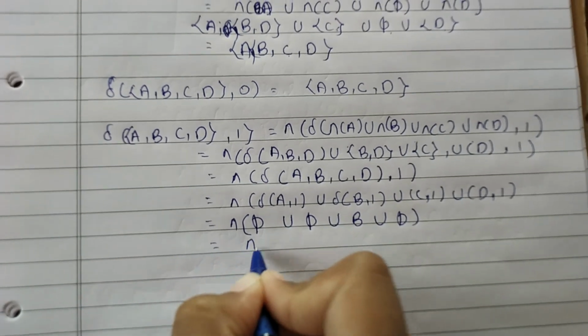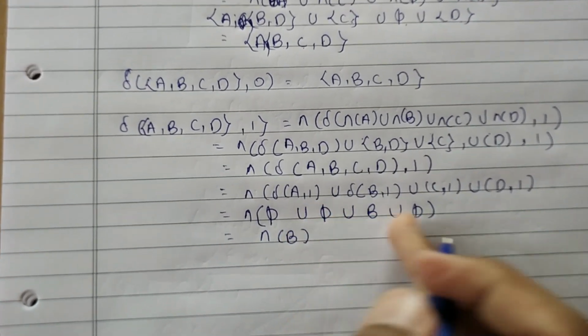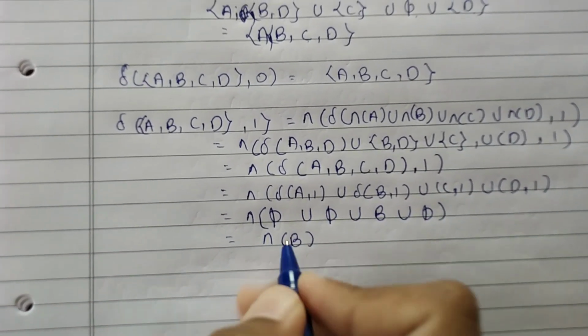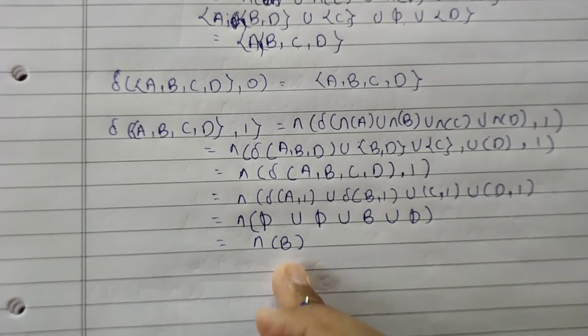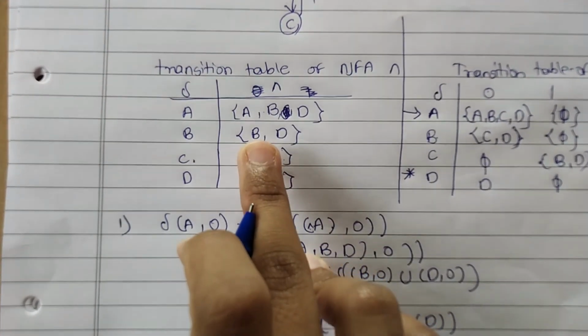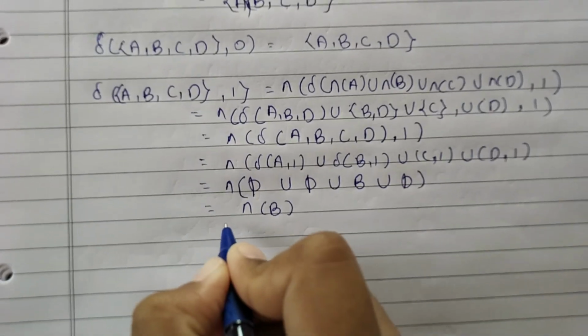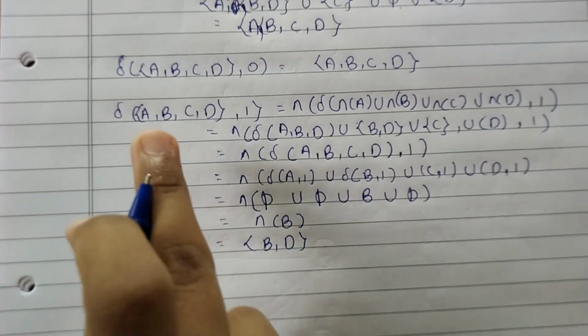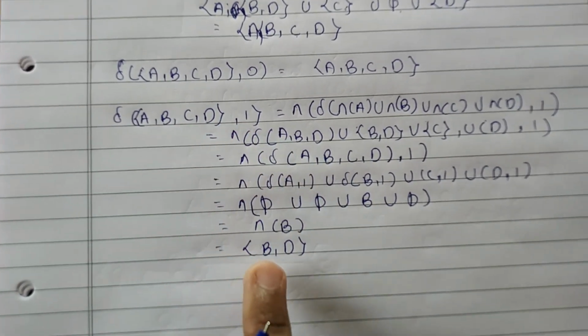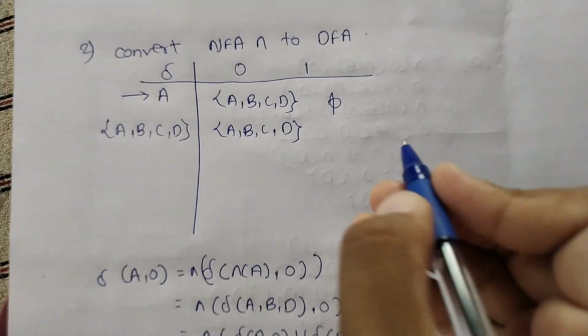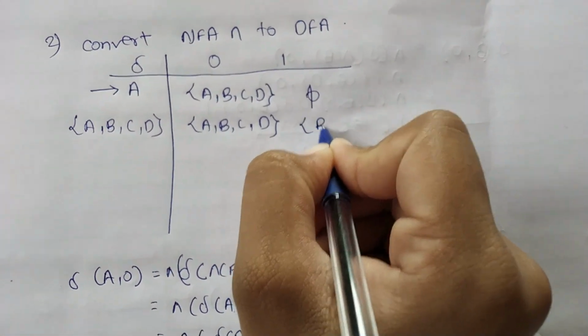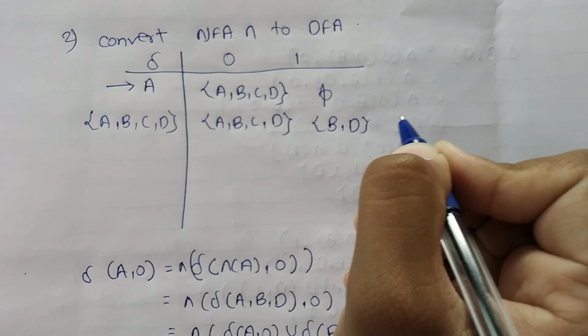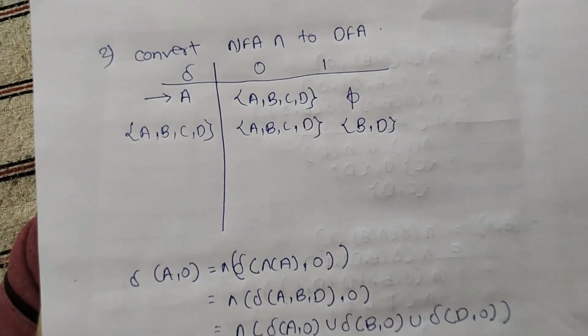So here null of B only, because this 5 we do not write. So null of B is BD. So the final answer is BD. So ABCD comma 1 is BD. So we write here BD. Now the next step, which step do we take?